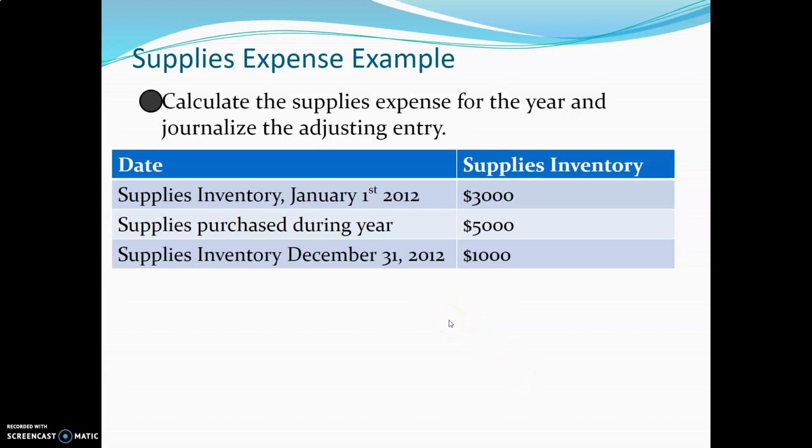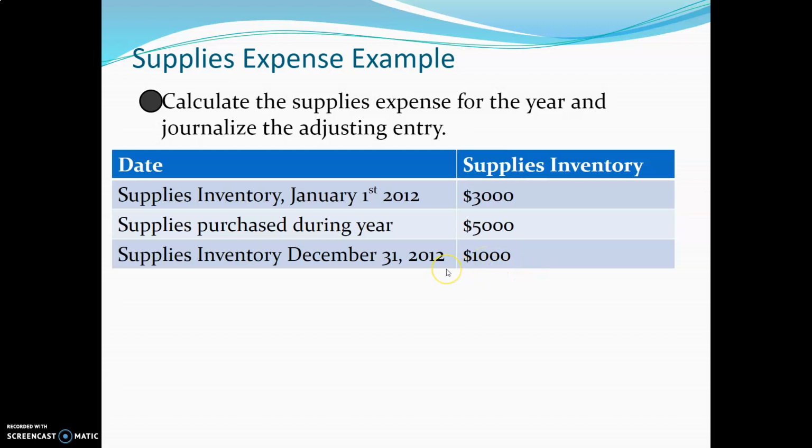So I'd encourage you again to pause the video, read through this, and see if you can do this on your own. We're calculating the supplies expense for the year, and we're going to journalize the adjusting entry. The way this works, we know that we started with $3,000 of supplies January 1st. We purchased $5,000, and then at the very end of the year, we see the inventory is actually $1,000.